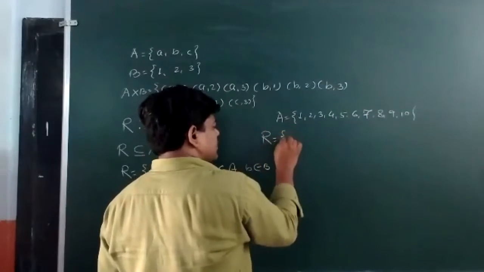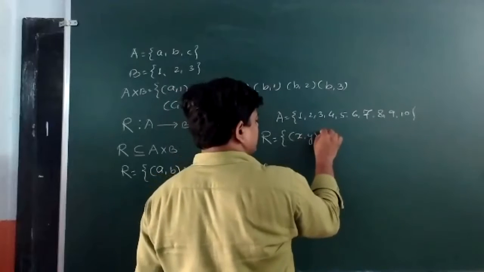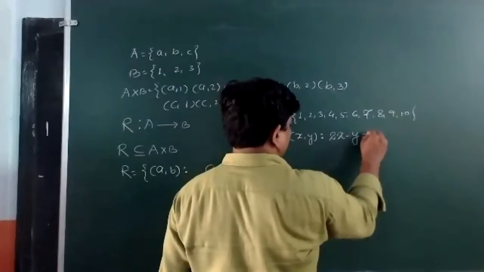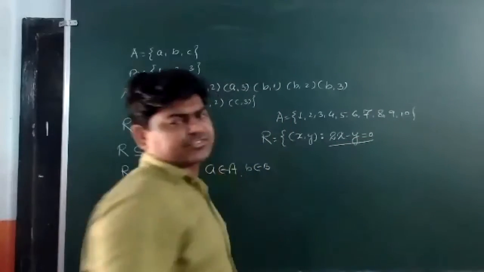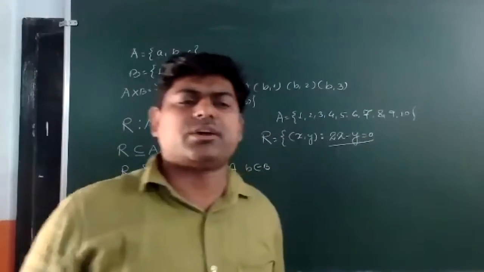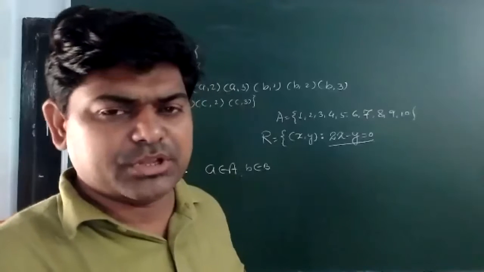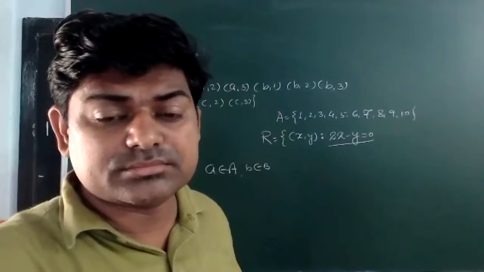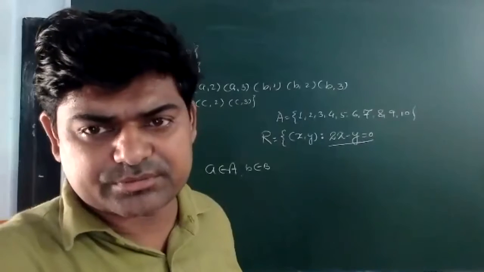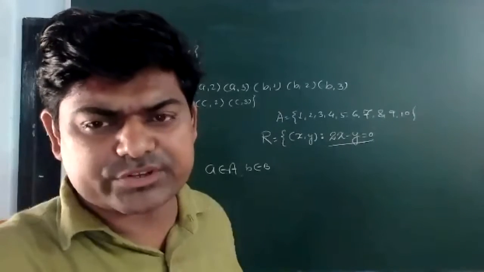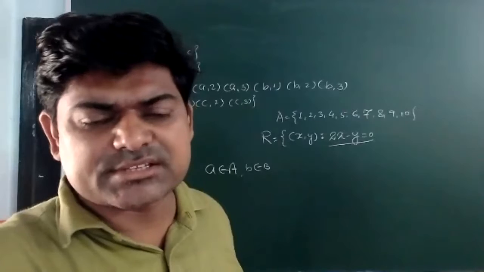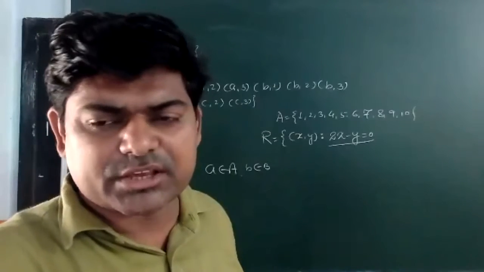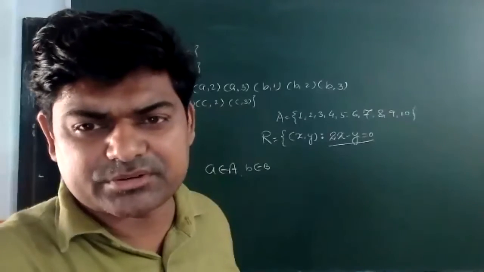R is equal to a relation is given, (x, y) such that 2x minus y is equal to 0. This is the relation between x and y. When I transpose, I get 2x is equal to y. It means the second element is just 2 times the first element. Y is equal to 2x, we will get or not? So I can say the second element is just 2 times the first element. This is the relation between them. In other words, the first element is half of the second element.